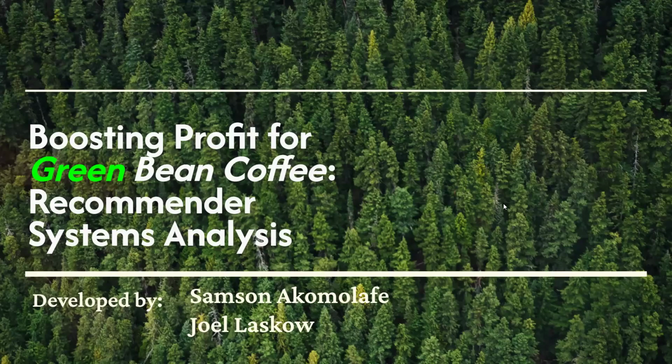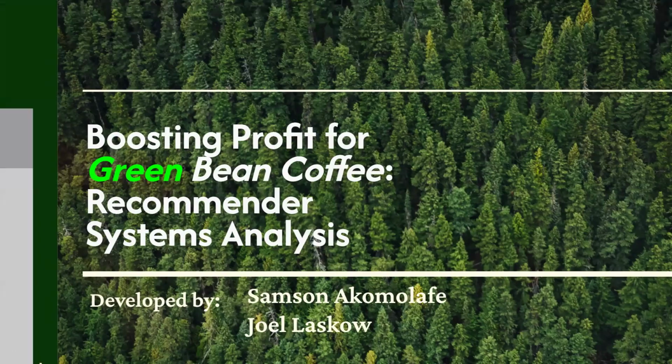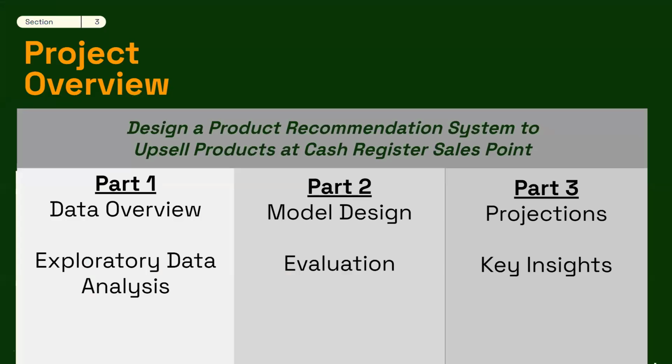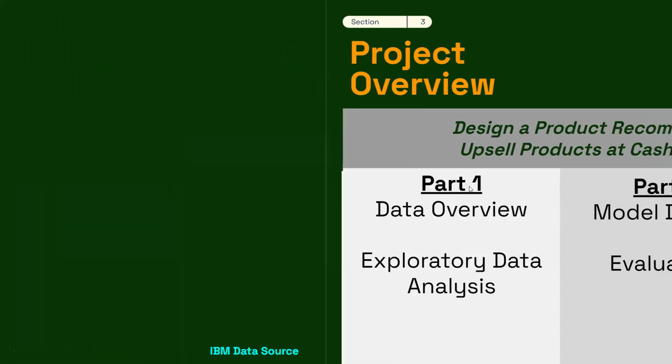We're here to present Boosting Profit for Green Bean Coffee Shop, and we're going to be using recommender system analysis. The project is divided into three parts. The first part is data overview, which includes EDA. The second part is model design and evaluation, and the third one is projection and key insights. This is meant to be used at the cash register sales point.